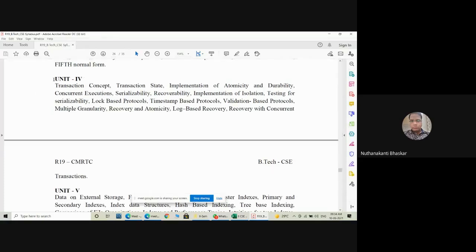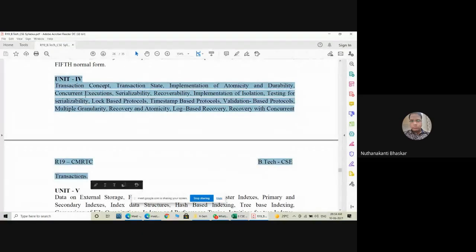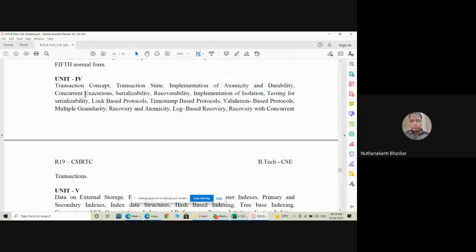So this fourth unit is completely related to transaction management. Transaction management, we are especially going to use in financial applications. Wherever finance comes, there we have to use transaction management, especially in the banking sector. So many financial applications are there, including online shopping and everywhere we are using it.